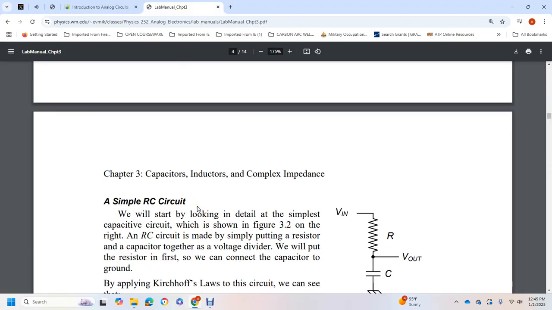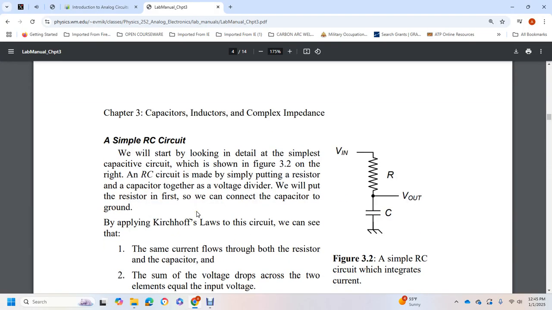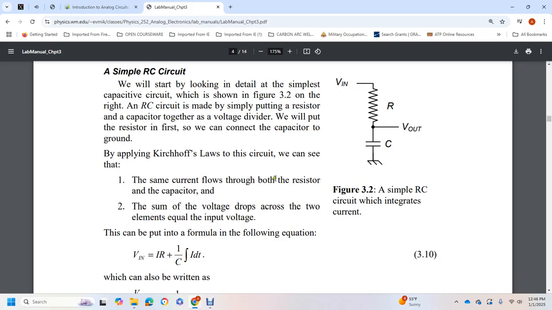For a simple RC circuit, we'll start looking into the detail of the simplest capacitive circuit, shown in Figure 3.2. It simply puts a resistor and a capacitor together as a voltage divider. We'll put the resistor first, then the capacitor to ground. Applying Kirchhoff's law, we can see that the same current flows through both the resistor and capacitor, and the sum of the voltage drops of the two elements equals the input voltage.